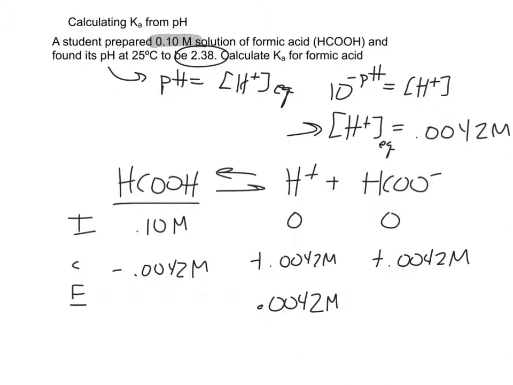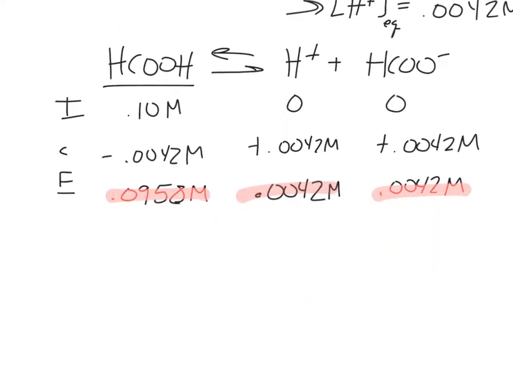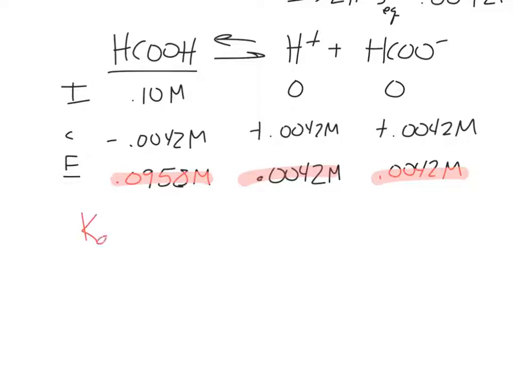Last thing you want to do then is evaluate the equilibrium concentrations for the acid and the conjugate base. So I take 0.10 minus 0.0042, and I get 0.0958 molar. And this, of course, is 0.0042 molar. So now I have my equilibrium concentrations of the three, and I can set up the Ka expression and solve for Ka. So remember, the Ka expression is H plus times A minus over HA.